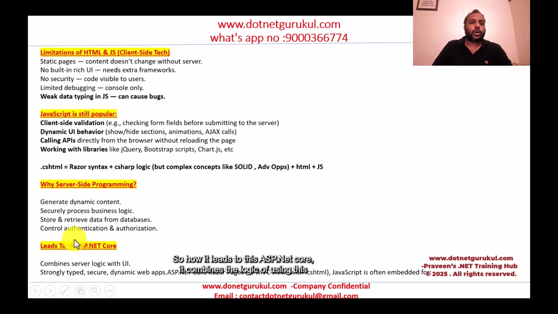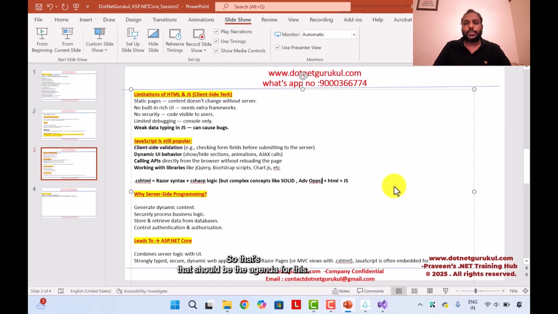Okay, so how it leads to ASP.NET Core: it combines the logic of using this Razor syntax, C# code logic, and it uses HTML and JavaScript. By this time you must understand what the limitations in HTML and JavaScript are, and why JavaScript is still popular. Why we went into server side programming like ASP.NET Core, and what this basic CSHTML will contain. That should be the agenda for this.